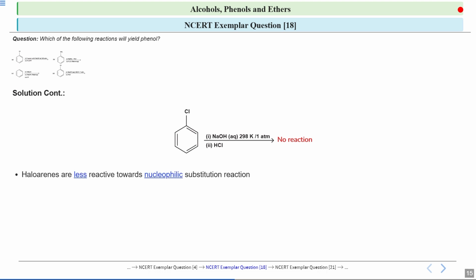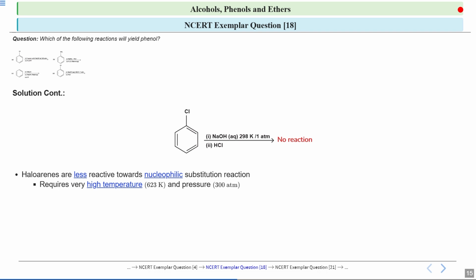Now why is there no reaction? Because haloarenes are less reactive towards nucleophilic substitution reactions. So this requires very high temperature, which is 623 Kelvin, and pressure of 300 atm. So if this reaction needs to happen, you need to see the reaction conditions. It requires high temperature and pressure. But if you look over here, the temperature is only 298 Kelvin and the pressure is also 1 atm. So that is why no reaction is happening.